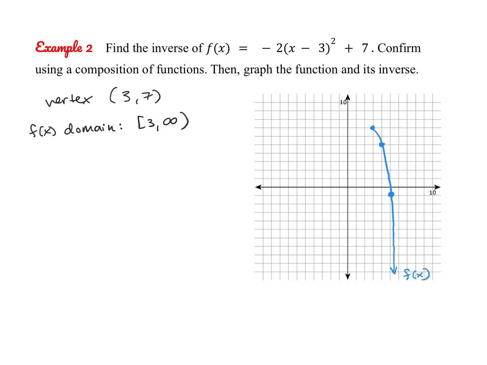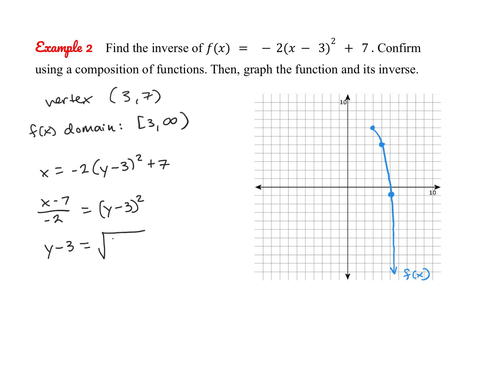And now we can find our inverse algebraically. So let's swap x and y. So x equals negative 2 times y minus 3 squared plus 7. So we can subtract 7 and then divide by negative 2. All right, from here we're going to take the square root of both sides. So it leaves us with y minus 3 equals the square root of x minus 7 over negative 2. And then we will finish by adding 3, and that will be our inverse function.